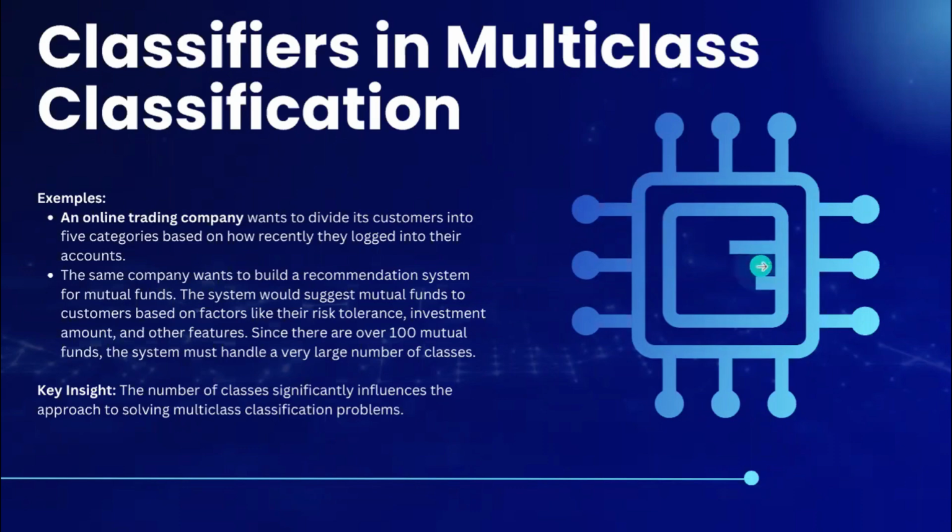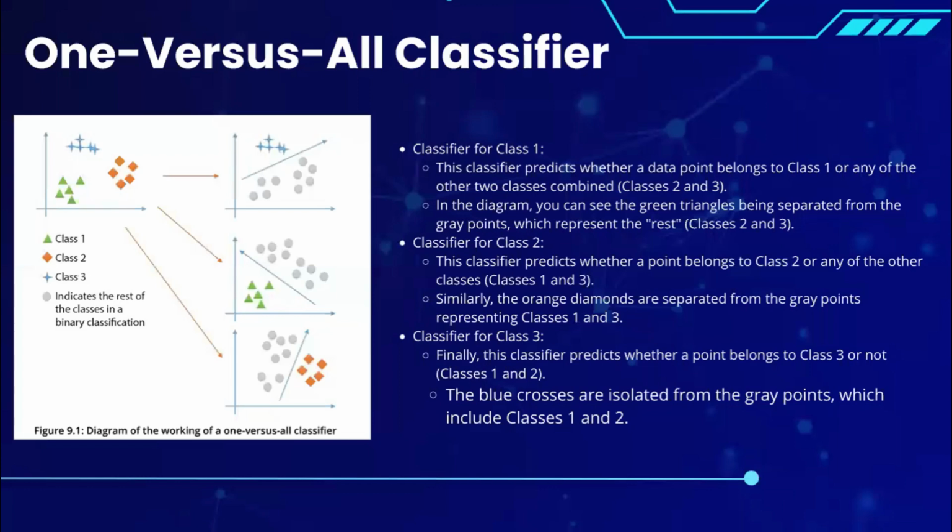So about the one versus all classifier, the first technique is the one versus all, also called one versus rest. So here's how it works. For each class, a separate classifier is trained. This classifier is responsible for distinguishing its class from all the others combined. During the prediction, each classifier outputs a confidence score indicating how likely a given data point belongs to its class. The class with the highest confidence score is selected as the final prediction.